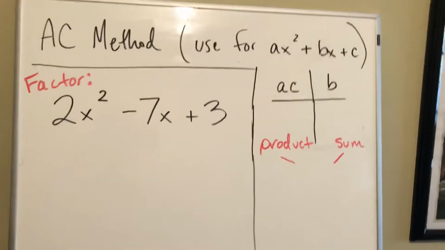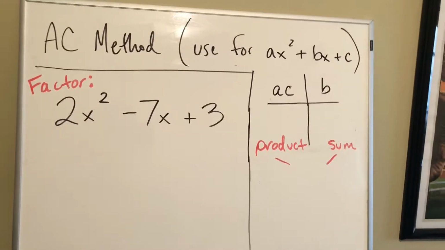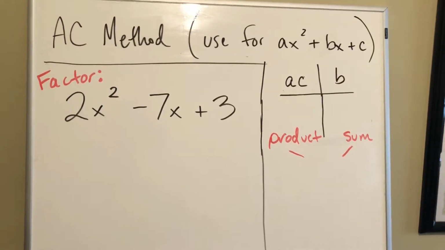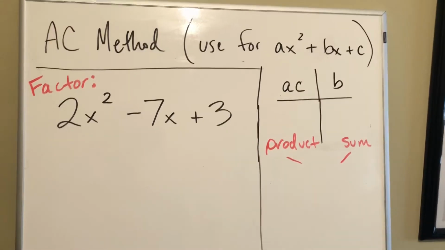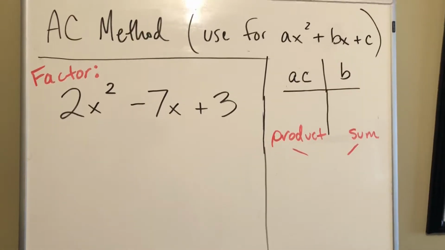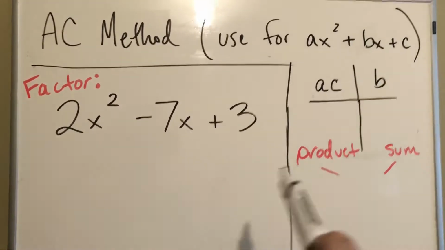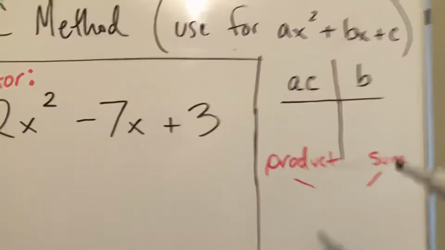Before I get into the AC method, we do always want to consider if there's a GCF I could factor out of this expression. 2x squared minus 7x plus 3, unfortunately those numbers don't have a common factor, so I'm going to proceed with the AC method. So what is AC? Well, AC just simply means A times C. Our A value here is 2, and my C value is 3. So when I do A times C, that gives me 6.